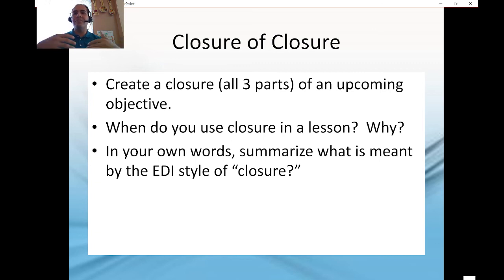The last one would be, in your own words, summarize what is meant by the EDI style of closure. So now we're just trying to get you to use your own words to explain what a closure is. Maybe a word bank could be included here. Maybe I could use the word scaffolding in this situation.